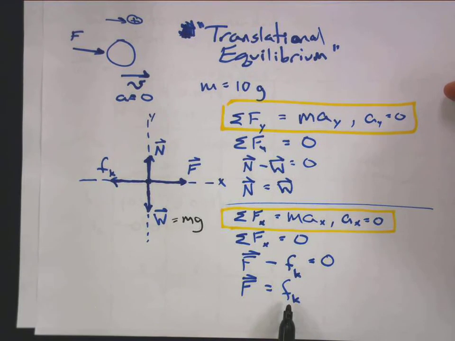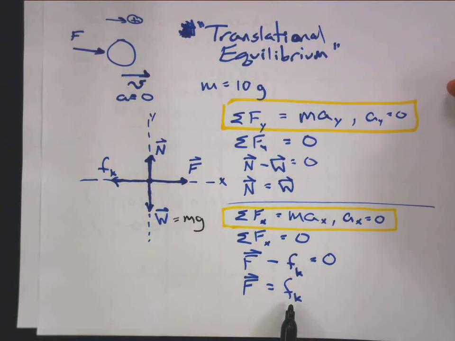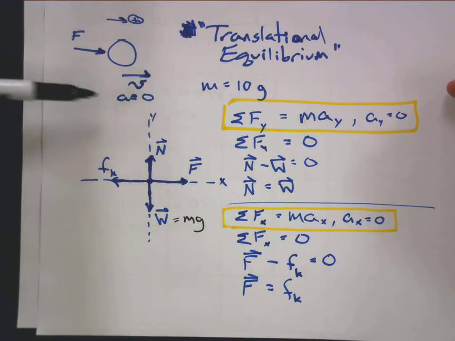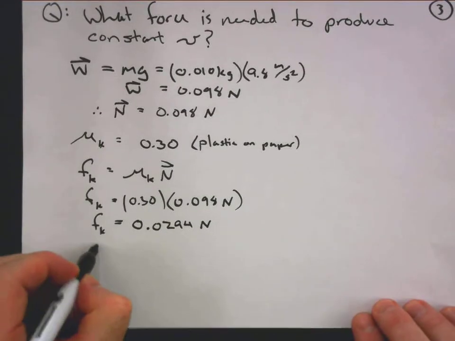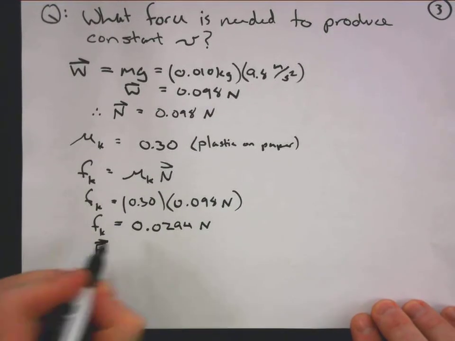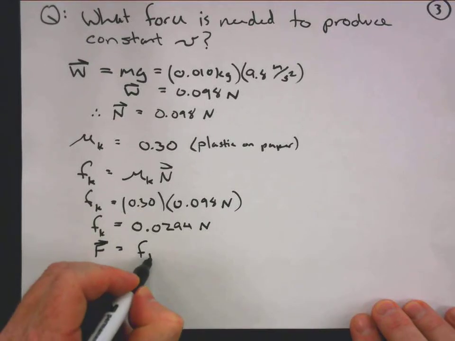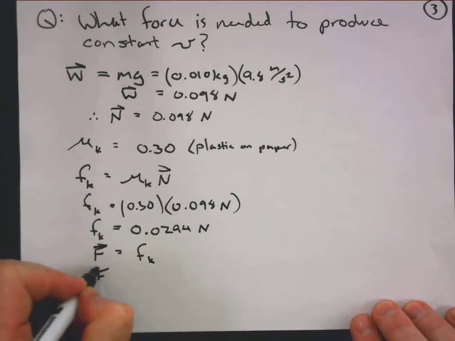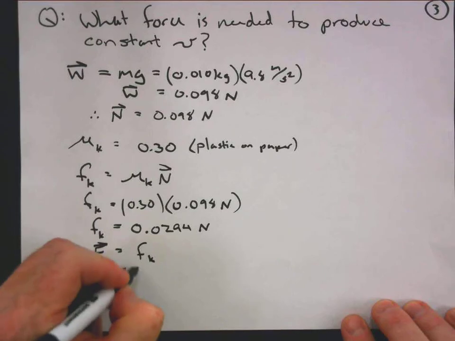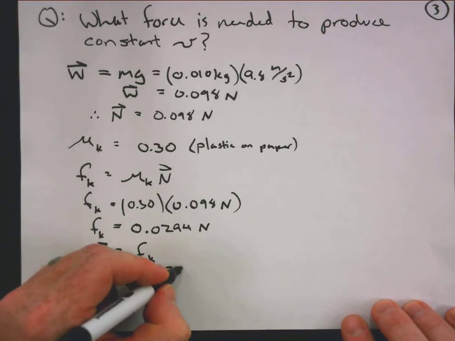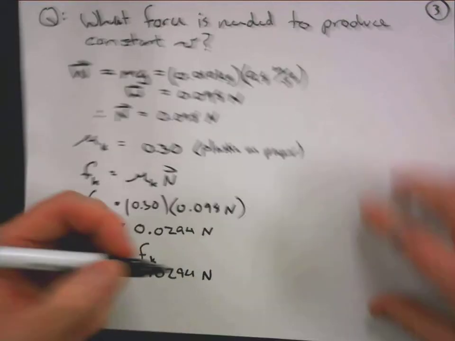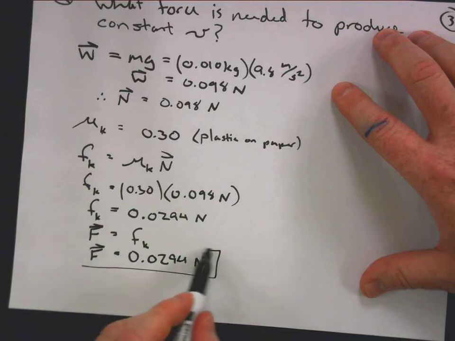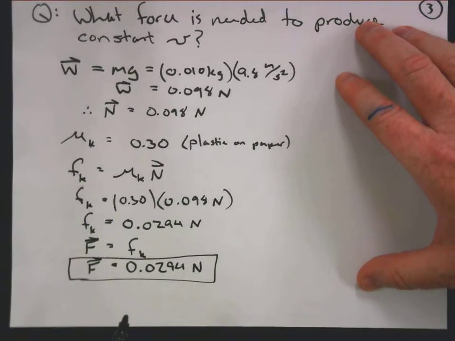I understand from my work with free body diagrams and Newton's second law that my applied force must equal the kinetic friction in order for the object to move at a constant velocity. So from this, I have the answer. I have how much force I need to apply in order to move that plastic piece at a constant velocity. That's it.